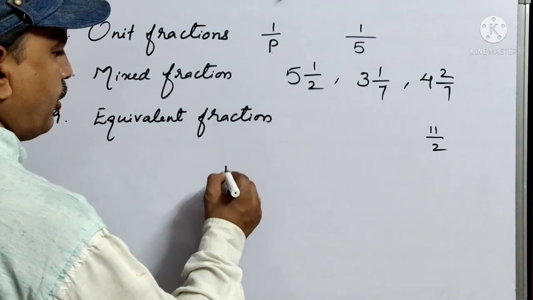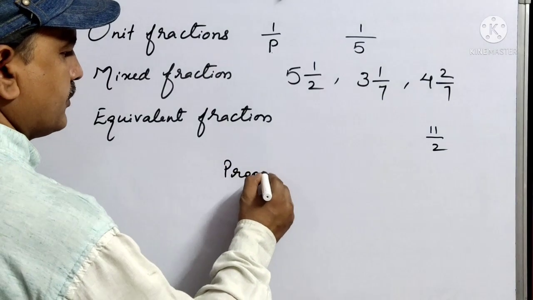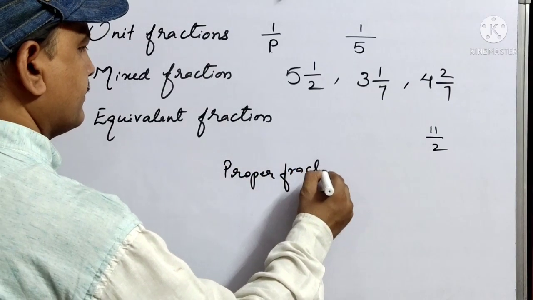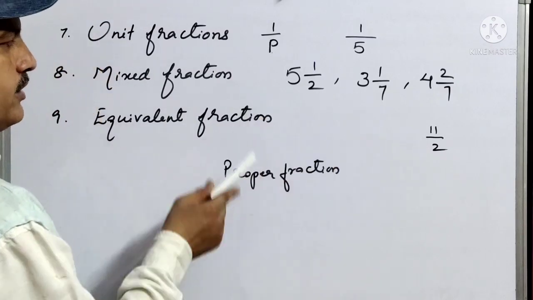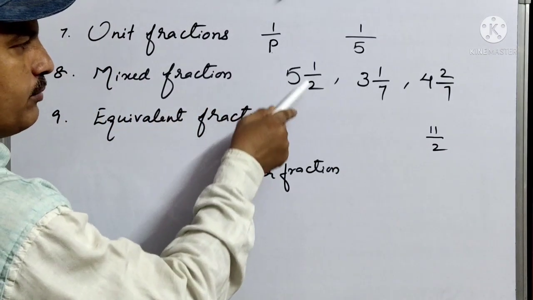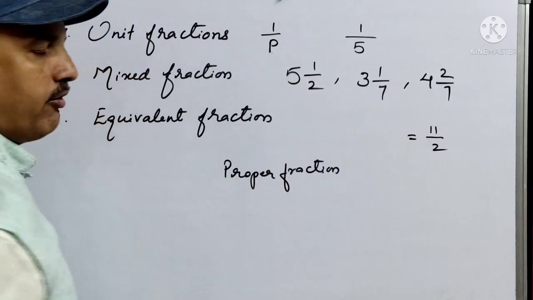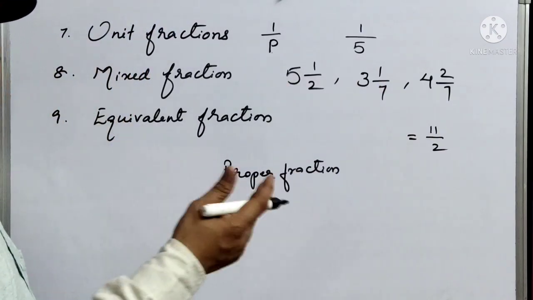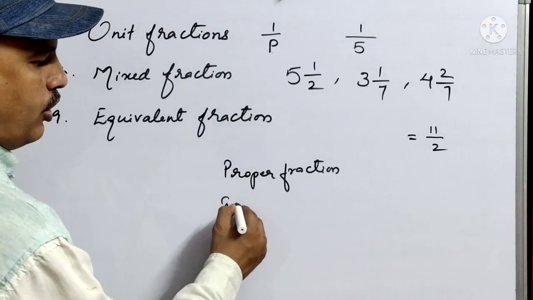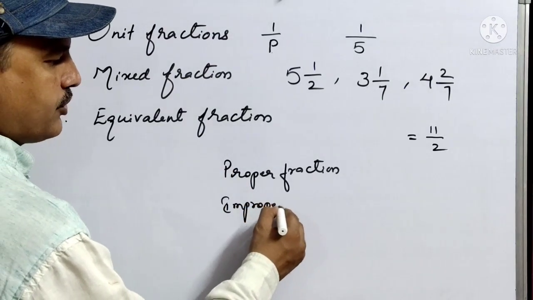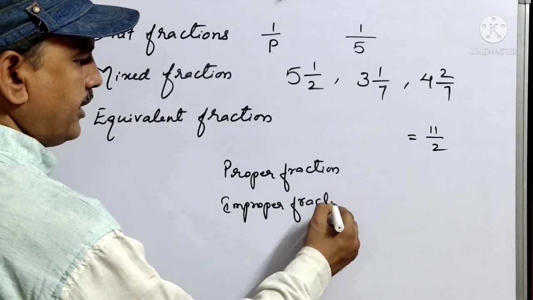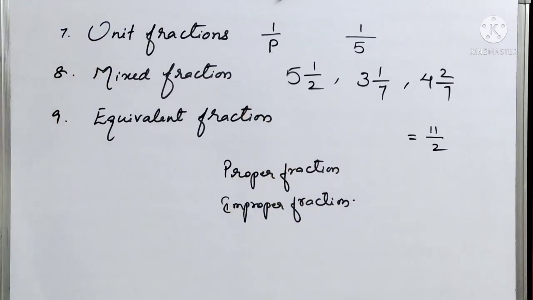Do you remember what is proper fraction? Why I asked this question: when you are changing mixed fraction, that is 5 1 by 2, you got the answer 11 by 2. They may ask you what type of fraction, either proper fraction or improper fraction. Then which answer are you going to select?